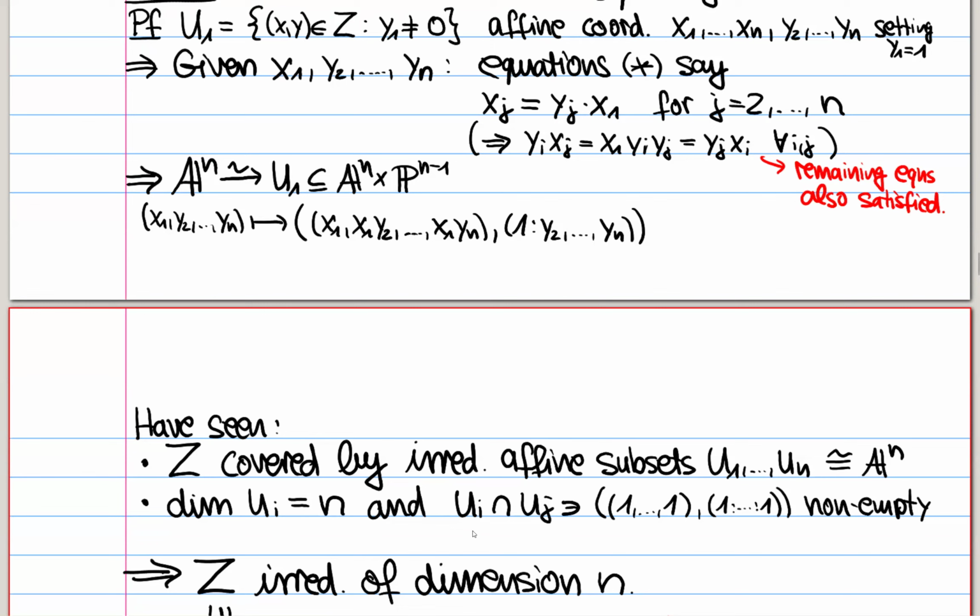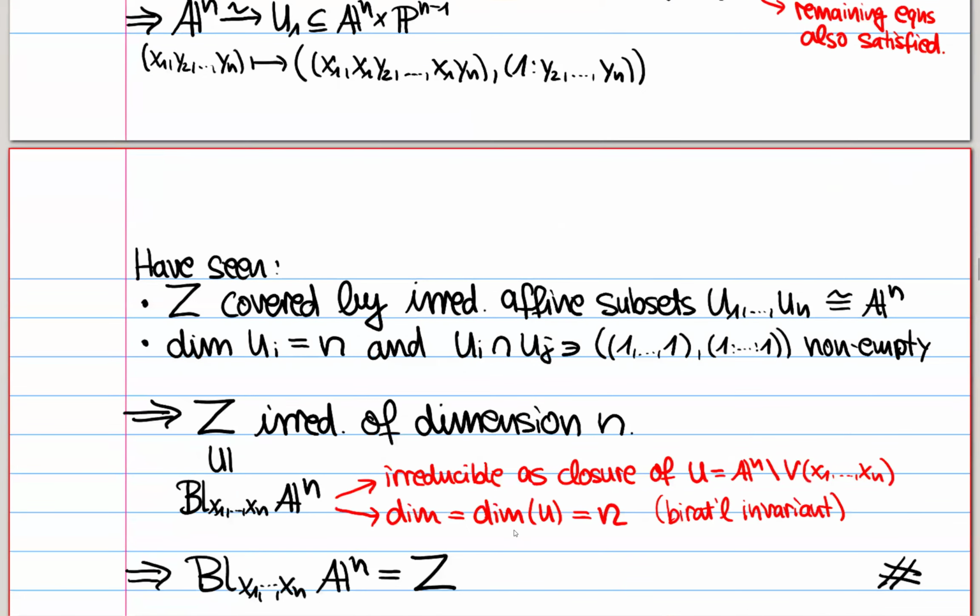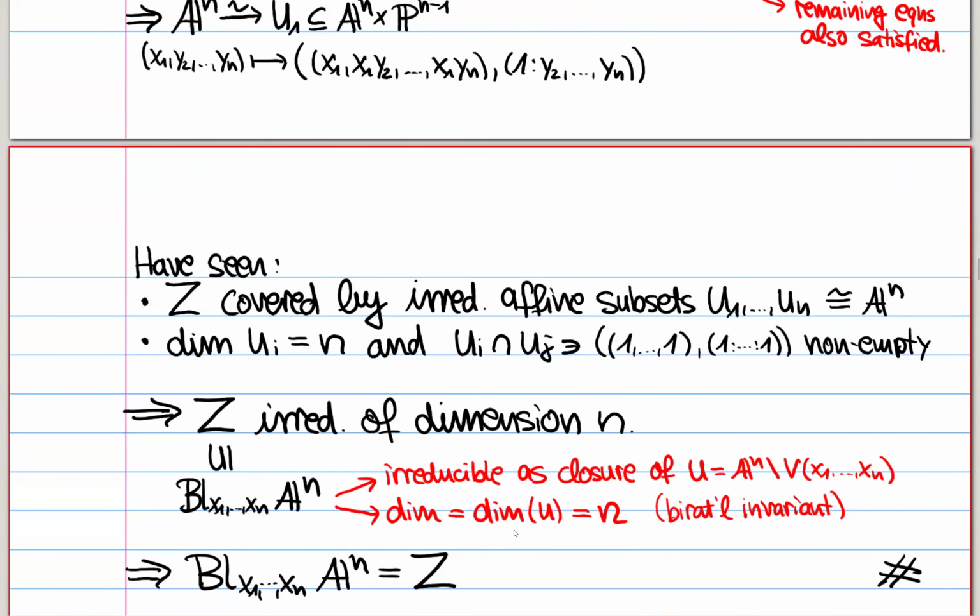And we have this condition that their overlaps are non-empty because, for example, you can check that this vector where you set all of the coordinates to be 1 satisfies all equations. So this is contained in all of them. And so by the result, which we have used a couple of times now, z is also irreducible of dimension n. And, well, we know by the lemma, z contains the blow-up that we're interested in.